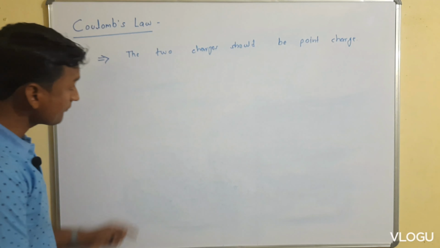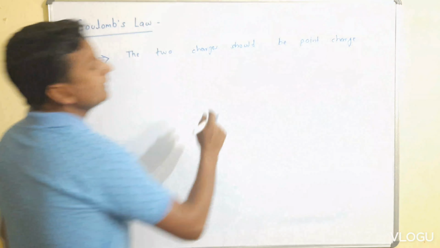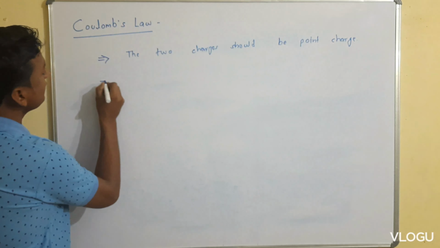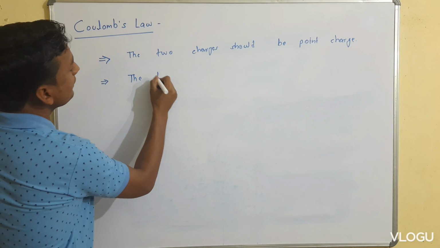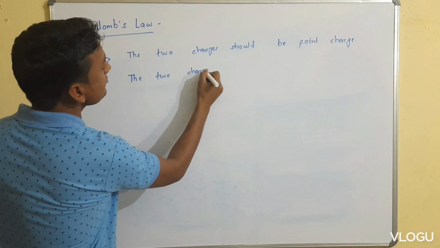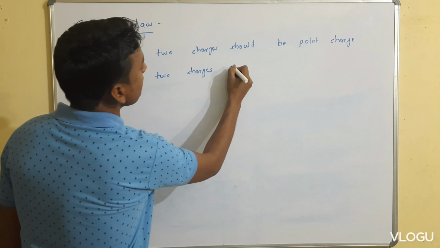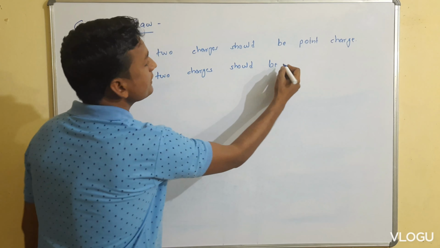Okay. So the first point is that the two charges should be point charges, and the second one is that the two charges should be steady or stationary. Charges should be stationary.